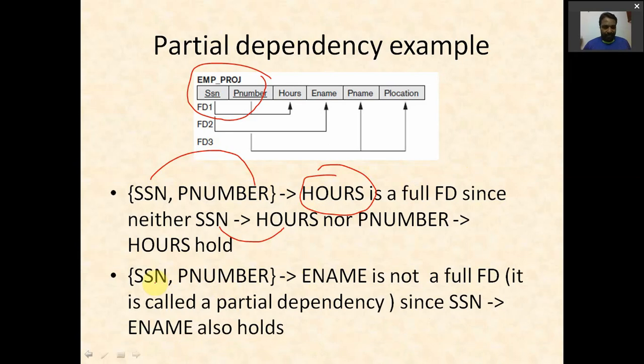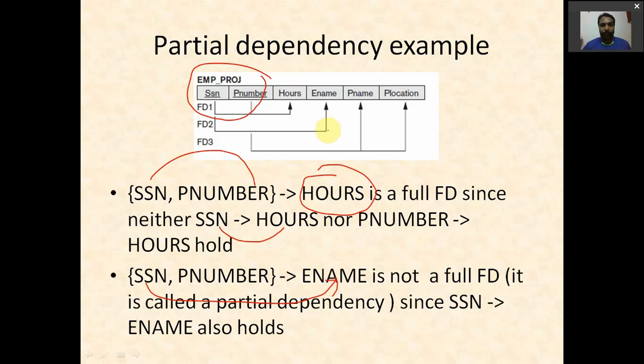We can take another example, SSN, P number to E name. This is not fully functional dependent because there is a functional dependency from SSN to E name. We can have a functional dependency because E name depends only on social security number. So there is a partial dependency. We call this a partial dependency. So it is important to understand what is full functional dependency.